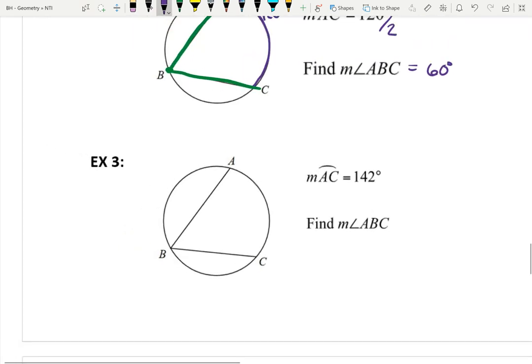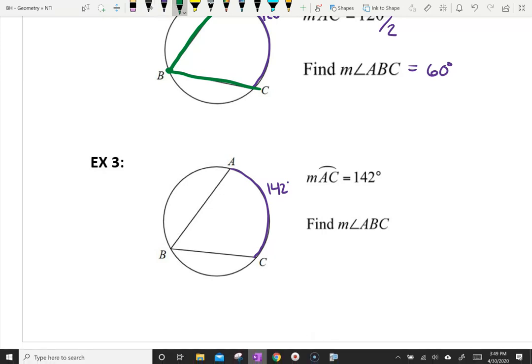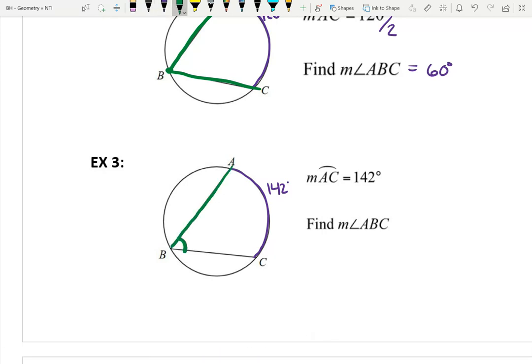So the measure of arc AC, so same circle, I just copy and pasted, just changed the numbers, is 142 degrees. Okay. It wants the angle measure for angle ABC, which is an inscribed angle. Okay. Since AC is the intercepted arc, we can just take half of that, and half of 142 is 71.